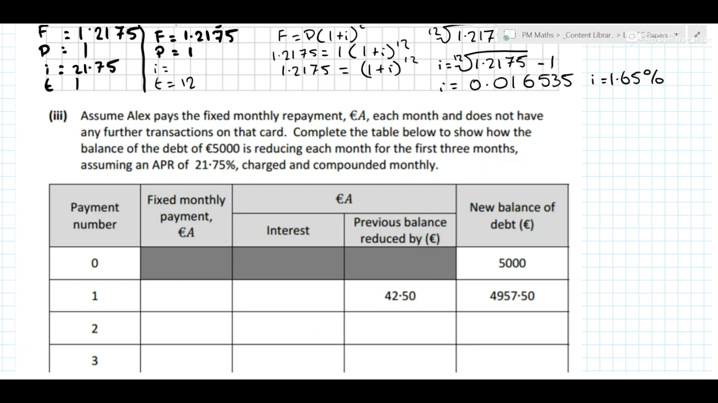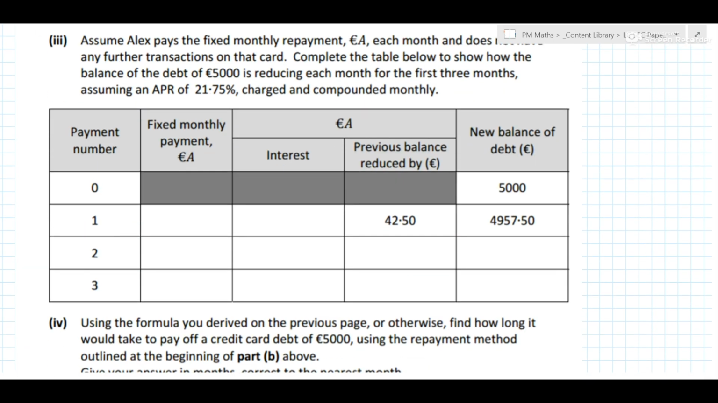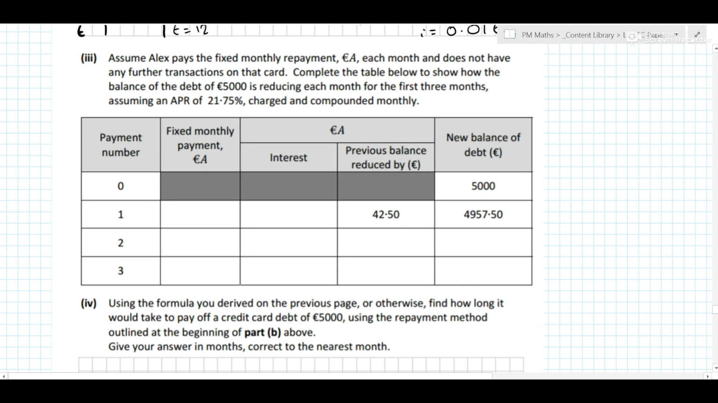Okay, next question. Assume Alex pays the fixed monthly repayment A each month and does not have any further transactions on the card. Complete the table below to show how the balance of the debt of €5,000 is reduced each month for the first 3 months, assuming an APR of 21.75% charged and compounded monthly. So we already know how much he repays each month: 125, 125, 125.